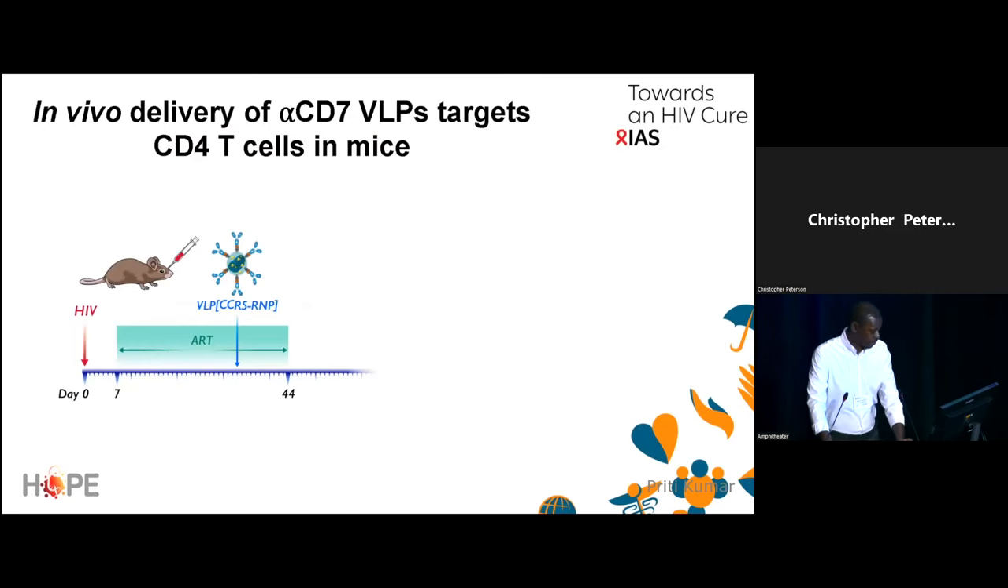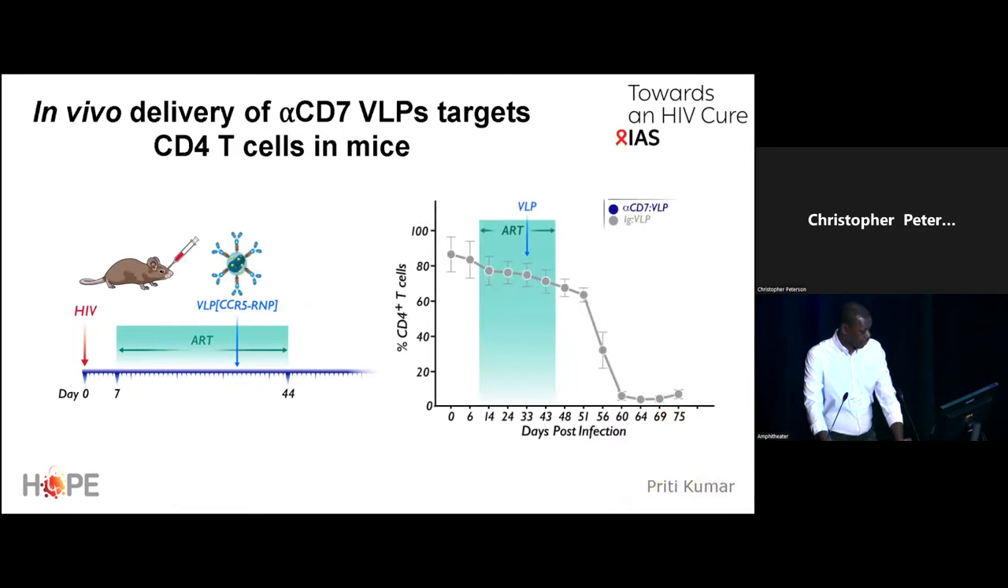These VLPs have been tagged with CCR5, and in this humanized mouse model, as you can see, with a single injection, when you stop ART, you can see with the controls you actually get reduction in CD4 counts, but with the VLP tagged with CD7, which specifically targets the CD4 T cells, you actually can see recovery of those CD4 T cells. So I think with these three research foci moving forward, we hope to have some really exciting strategies within the block, lock, and excise program.